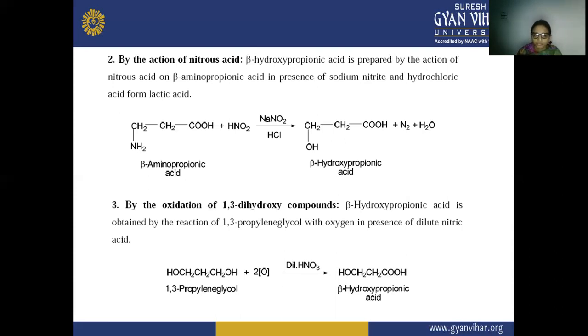oxidation means that there is the addition of oxygen. So here the addition of oxygen is occurring, and there is a formation of lactic acid, or beta hydroxypropanoic acid. So you can see this 1,3-propylene glycol, when it is oxidized in the presence of dilute nitric acid, forms lactic acid, or beta hydroxypropanoic acid. As you can see here, this CH2 is removed from here, and there is an attachment of this O. So beta hydroxypropanoic acid is formed.